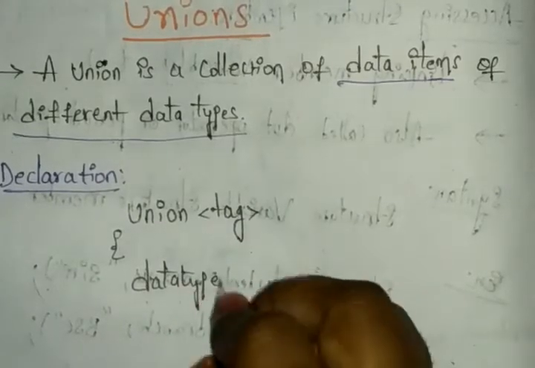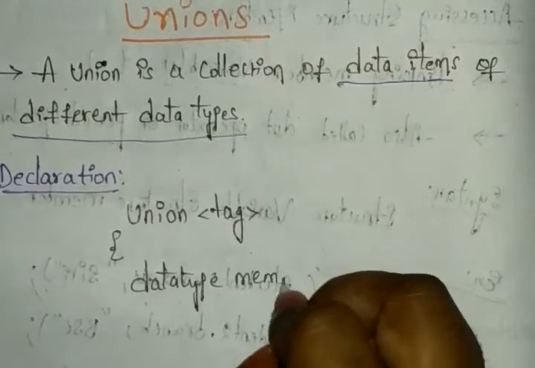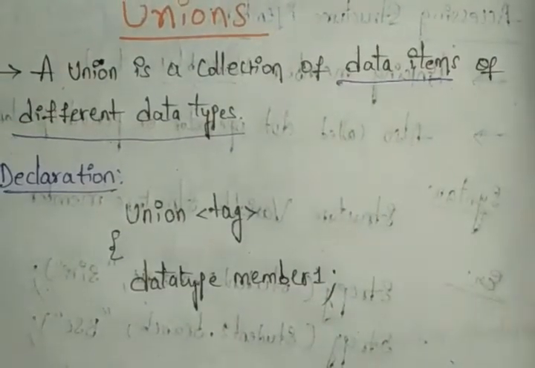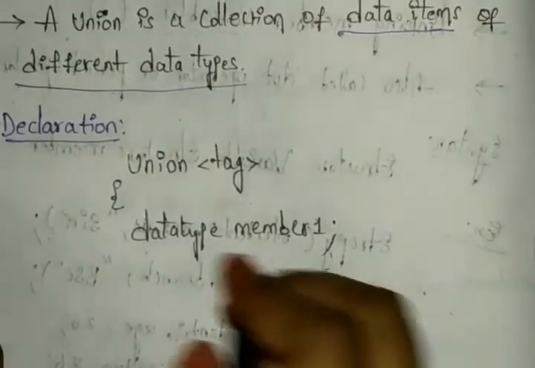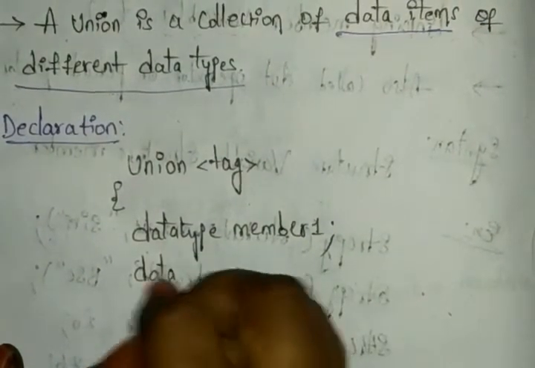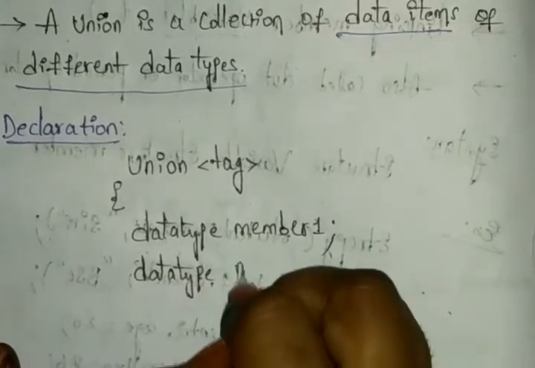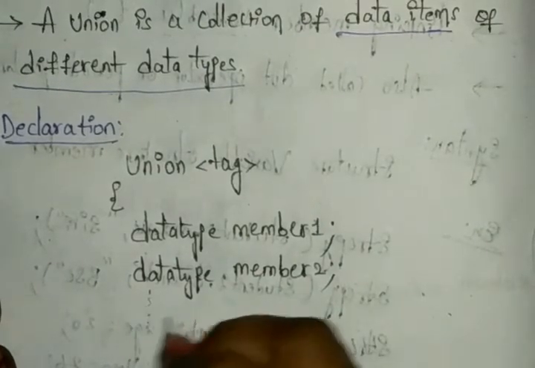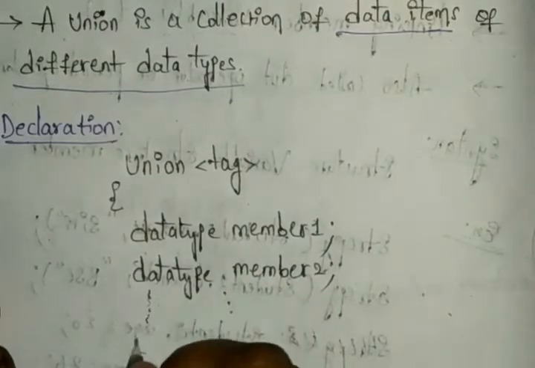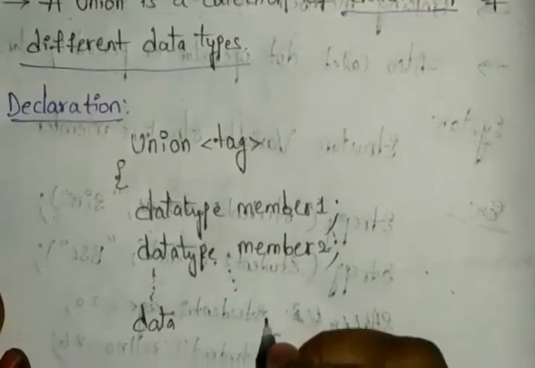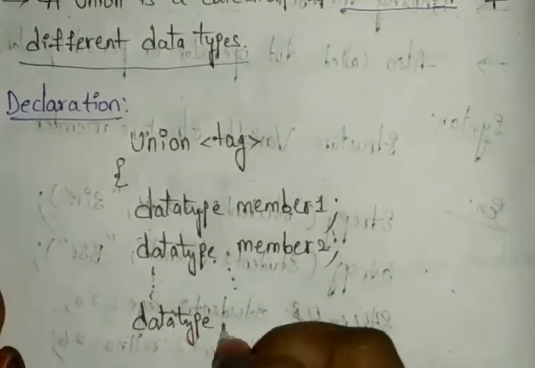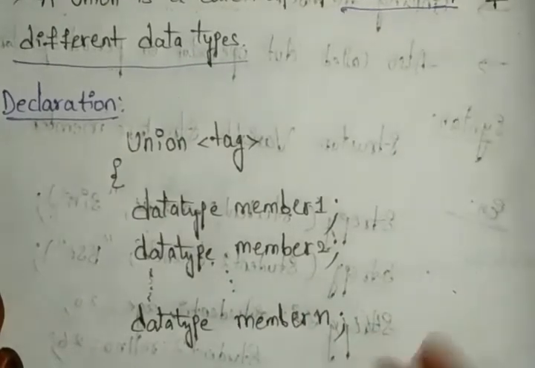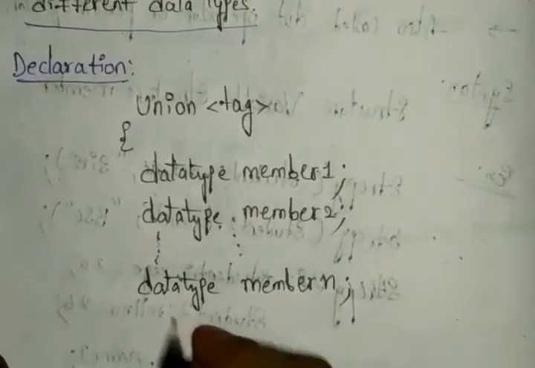Next, within the braces we can write our data types with the variables: data type member 1, data type member 2, and so on up to data type member n. However many members you need to declare, we can declare them here, up to n times. Then close this.